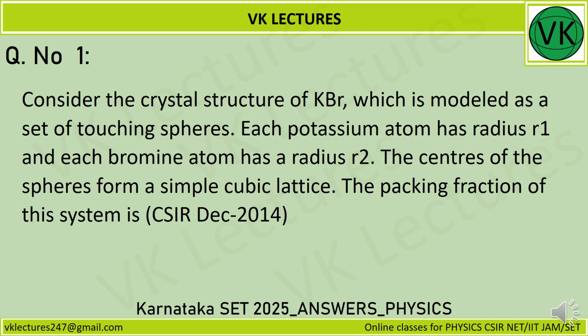Question number 1. Consider the crystal structure of KBr, which is modeled as a set of touching spheres. Each potassium atom has a radius R1 and each bromine atom has a radius R2. The centers of the spheres form a simple cubic lattice. The packing fraction of the system is... This is also a CSIR December 2014 question. Let's see how to solve.